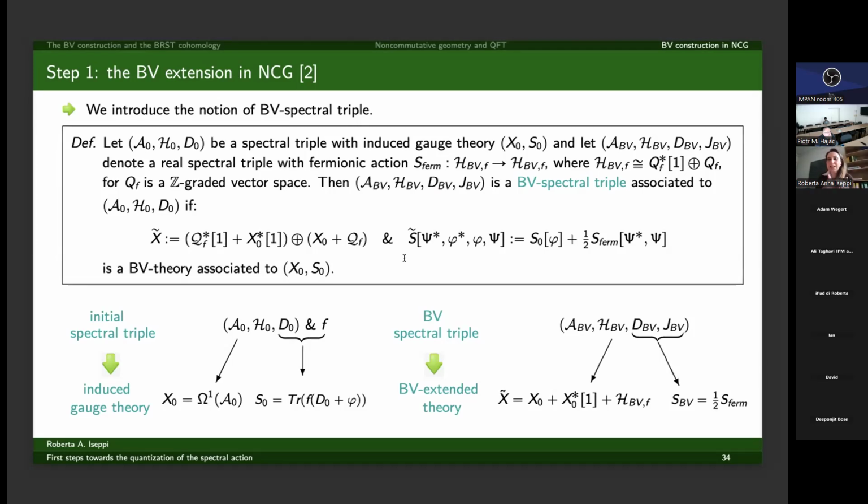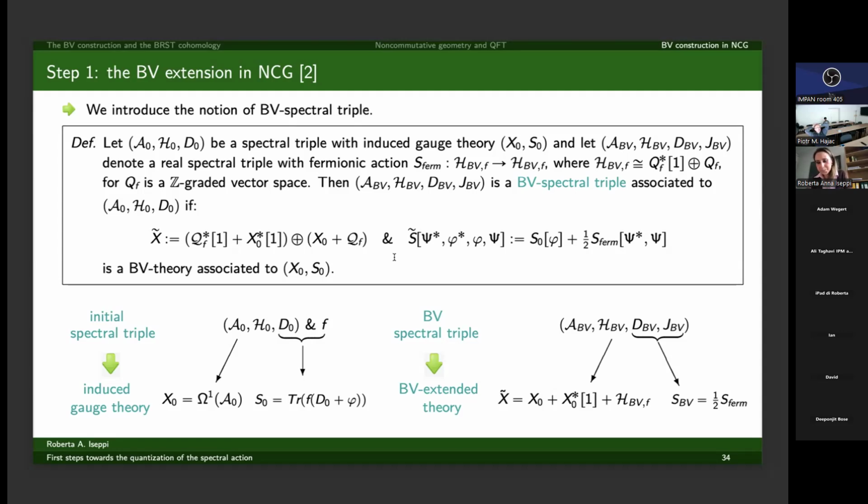So proving that a spectral triple is a BV spectral triple entails checking that this X tilde is this Z-graded vector space with doubling ghost, anti-ghost, and that this S tilde has all the needed properties, including solving the classical master equation. This is how you prove it.